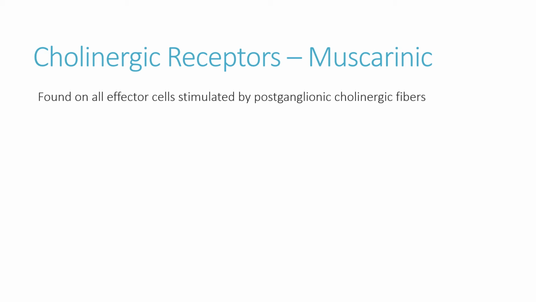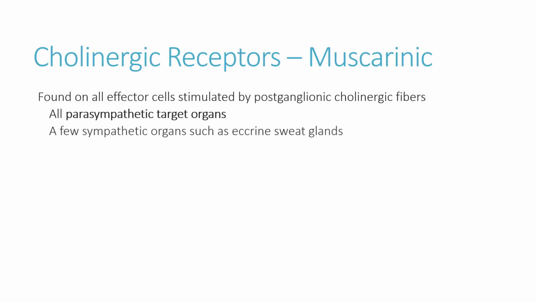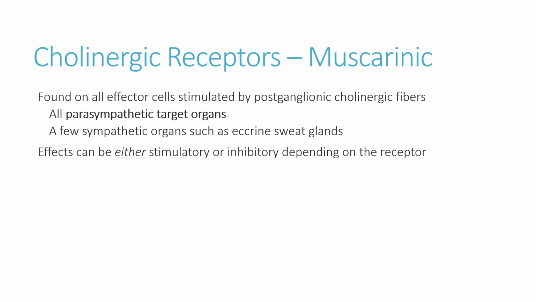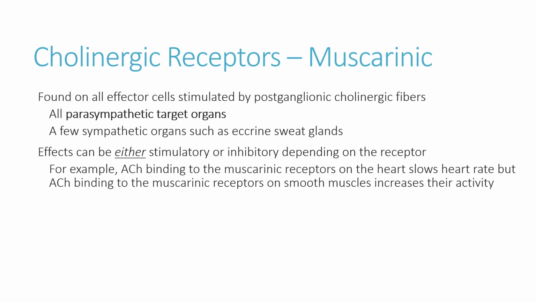Muscarinic cholinergic receptors, on the other hand, are found on all effector cells stimulated by the postganglionic cholinergic fibers. That includes all of the parasympathetic target organs, and a few sympathetic organs, such as eccrine types of sweat glands. The effects of acetylcholine binding to a muscarinic receptor can be either stimulatory or inhibitory, depending on the receptor type.